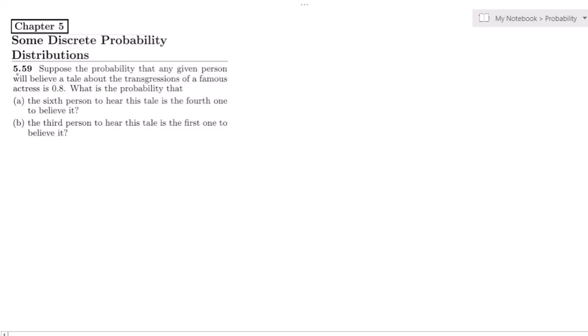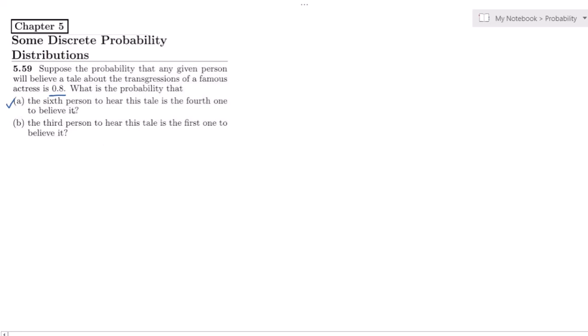Welcome back, guys. This is question 5.59 and the statement of this question is: suppose the probability that any given person will believe a tale about the transgressions of a famous actress is 0.8. What is the probability that, part A, the sixth person to hear this tale is the fourth one to believe it, and B, the third person to hear this tale is the first one to believe it.